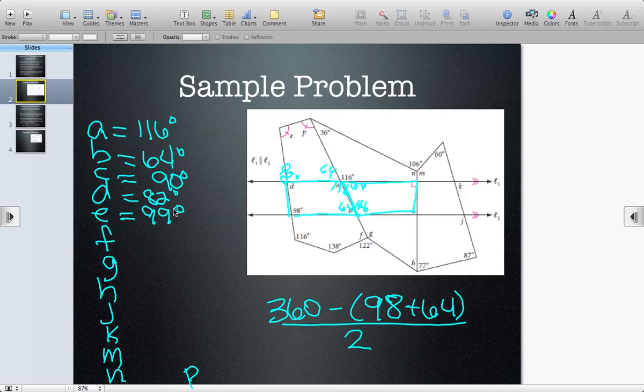But we also know angle P. So again, we don't have to wait to go alphabetically. I can just skip right down there to angle P and put 99 degrees. All right, let's see where angle F is.